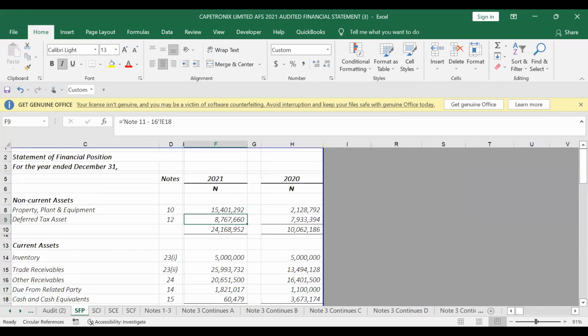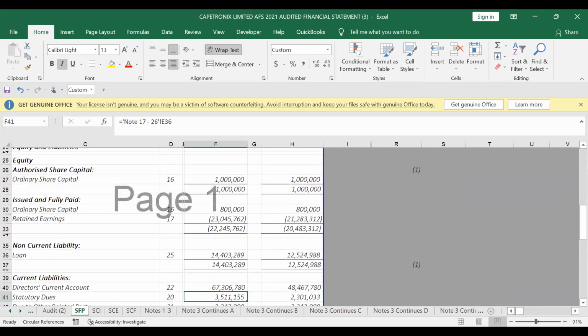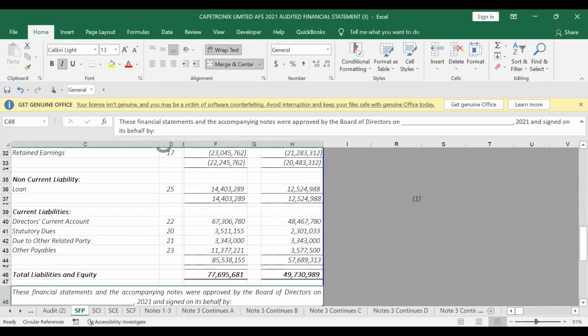So we have deferred tax. How do we come about this? It is in note 12. We have inventories. How do we come about this? It is in note 23. Trade receivables. How do we come about this? In note 23, Roman figure 2. And every other component of the statement of financial position.